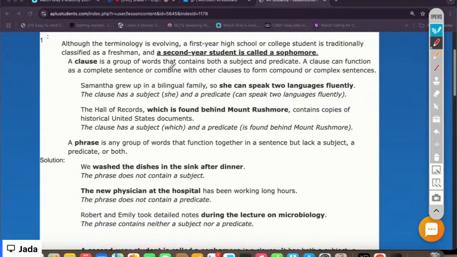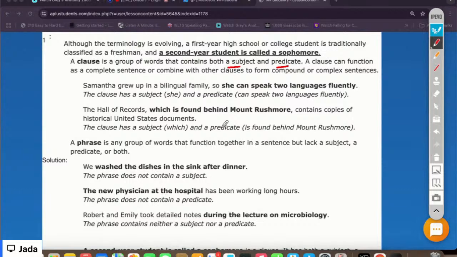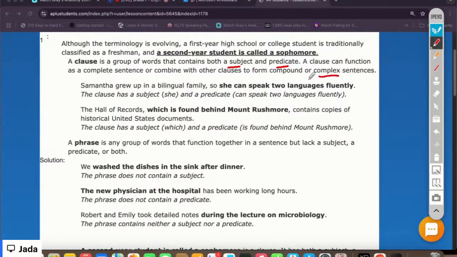Alright, so a clause is a group of words that contains both a subject and a predicate. A clause can function as a complete sentence or combine with other clauses to form a compound or complex sentence. So we have clauses that function as a complete sentence, or it will combine with other clauses and then it forms a compound or complex sentence.